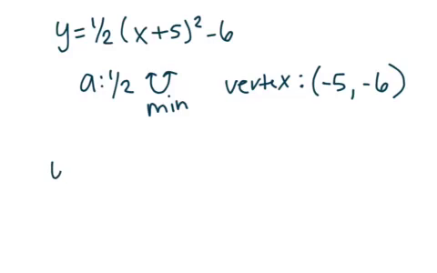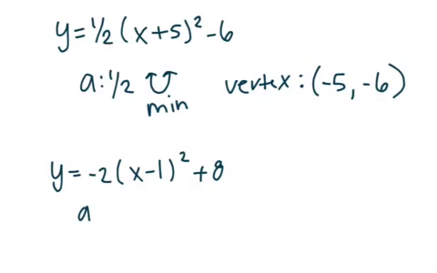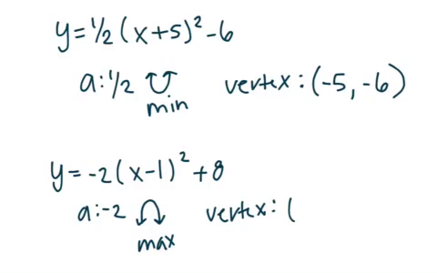Okay, one last one. y equals negative 2 times (x minus 1) squared plus 8. So my a value is negative 2, meaning that my parabola will open down. So I have a max for that vertex. And the vertex is positive 1, because it's the opposite sign of what's inside the parentheses, and a positive 8.